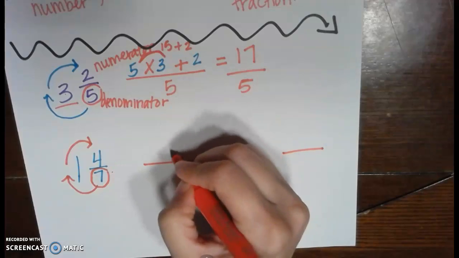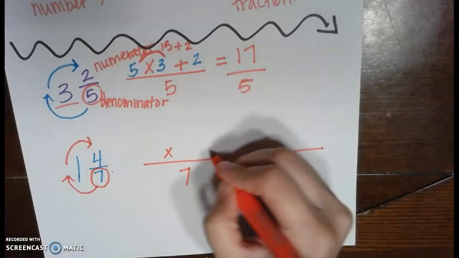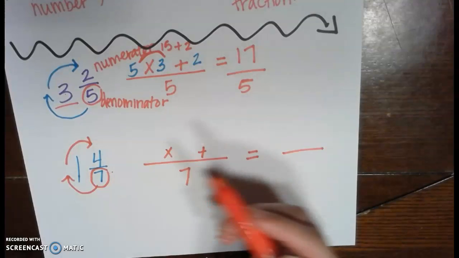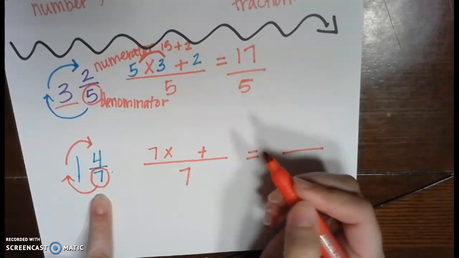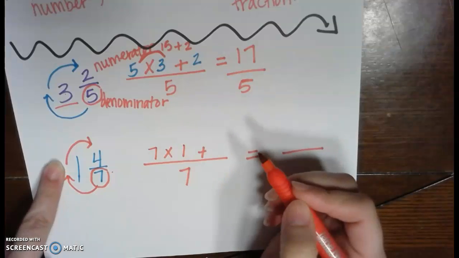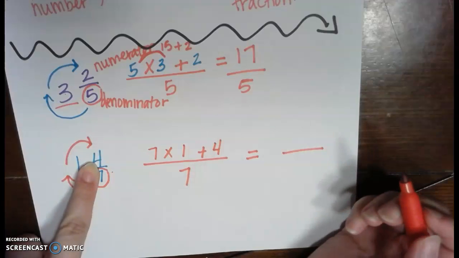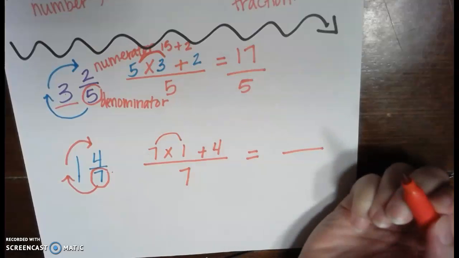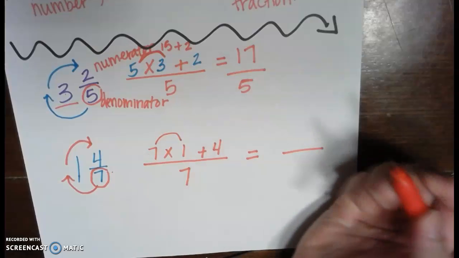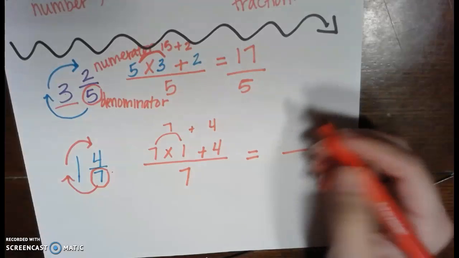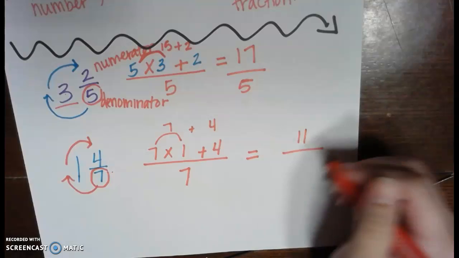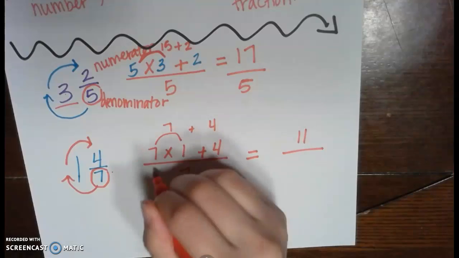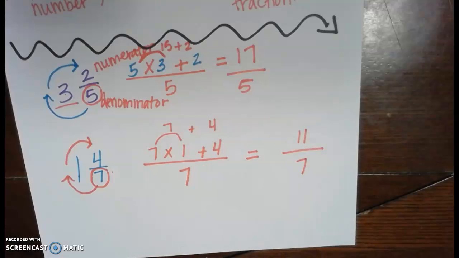So that's what we're looking for. I need to remember to multiply and then add. And I'm going to work around my circles. So my first number that I see is a 7. Then I have a 1. And then I have a 4. And I'm just plugging that in. So 7 times 1 is 7 plus 4. 7 plus 4, 7, 8, 9, 10, 11. 11 over, what would be my denominator? Remember, my denominator is going to stay the same, so I'm going to slide that on over. Okay? Does that make sense?